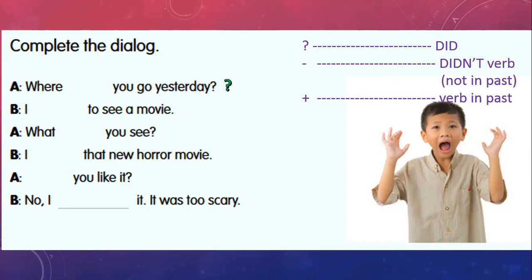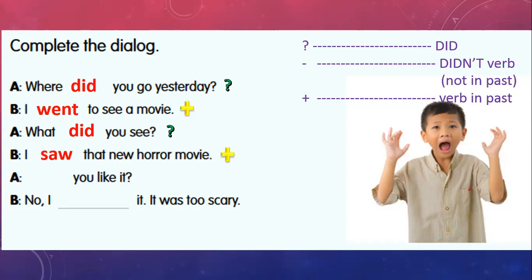Where blank you go yesterday? This is a question, so we have to use did. B: I blank to see a movie. This is a positive sentence. We use the verb in past. I went to see a movie. Person A continues, what blank you see? This is a question. We have to use did. Person B continues, I blank that new horror movie. This is another positive sentence. We have to put the verb in past. So I saw that new horror movie.